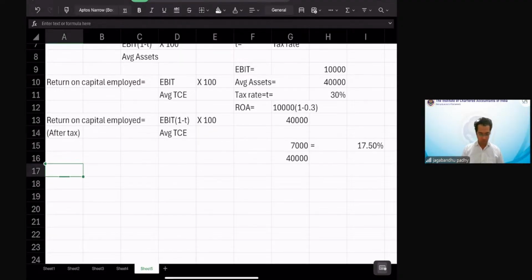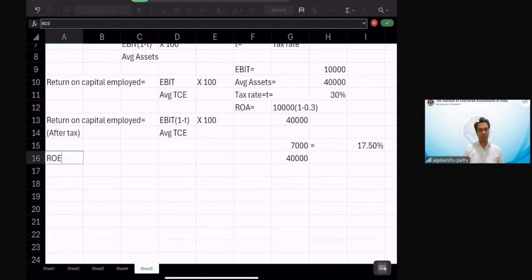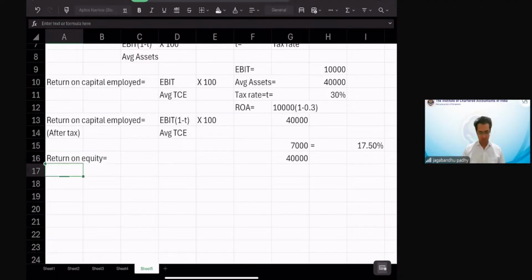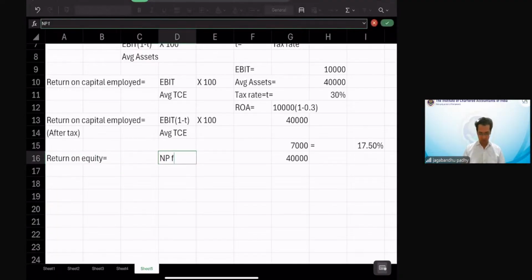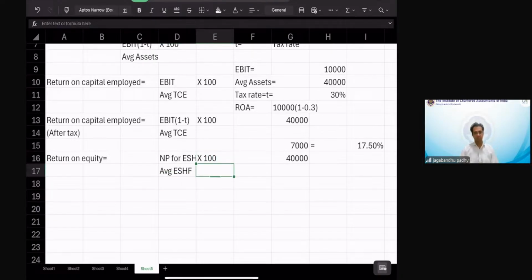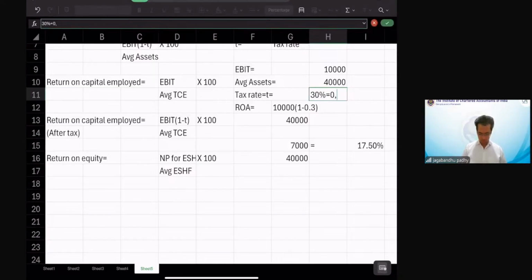Okay. Then if I want to see what is the rate of return earned by our equity investors, we calculate the return on equity. Return on equity will be net profit for equity shareholders on average equity shareholders fund multiplied by 100. What is T? T is tax rate. T stands for tax rate. So tax rate is like 30%. So that 30% is obviously written as 0.3.